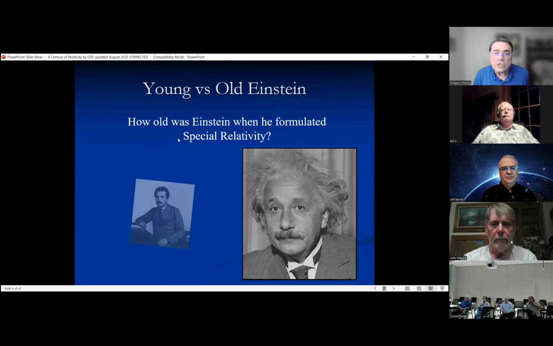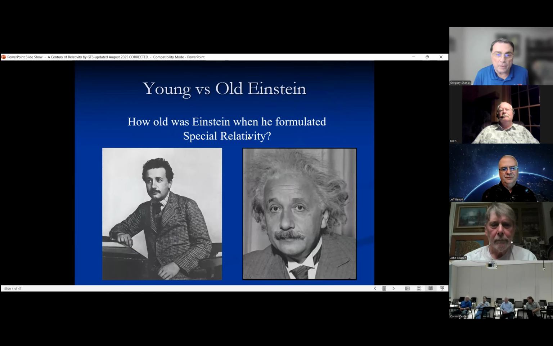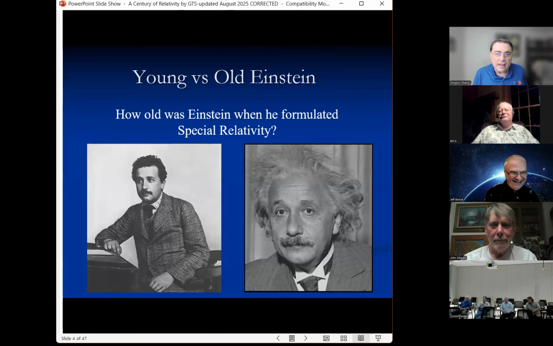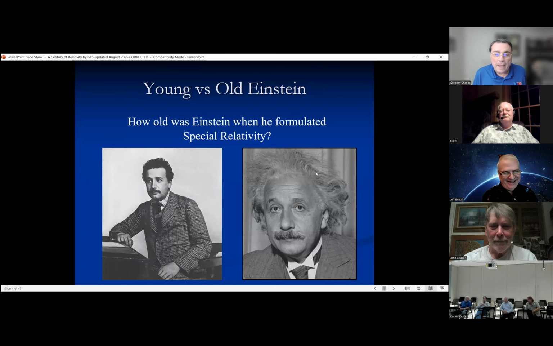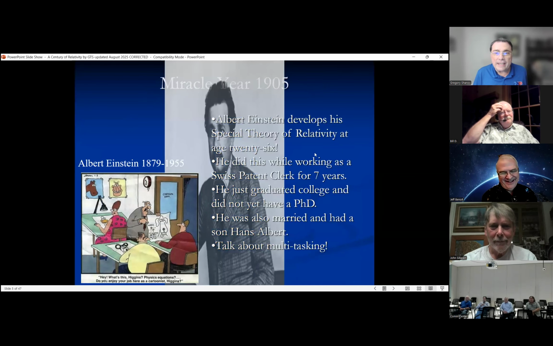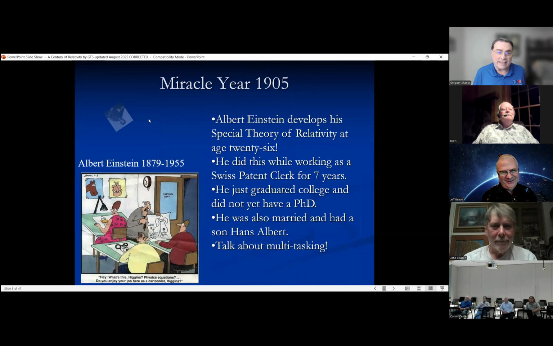So I have a question. How old was Einstein when he formulated special relativity? Was he closer to this age on the left, a young man, or an older man here? The young guy. Okay, so right. So Einstein was 26 at the time, right?